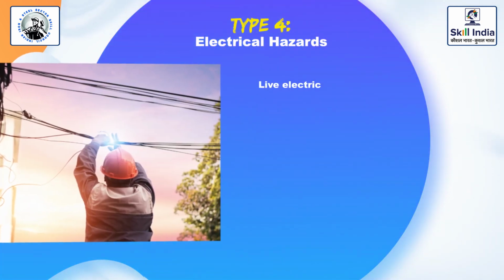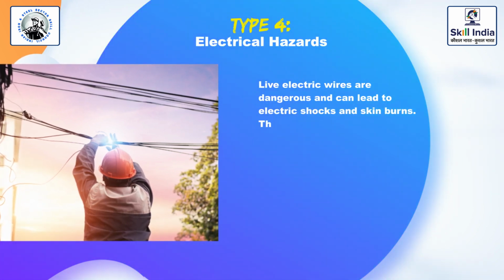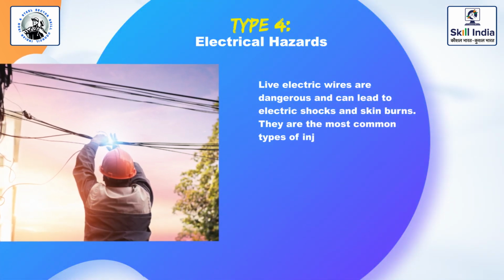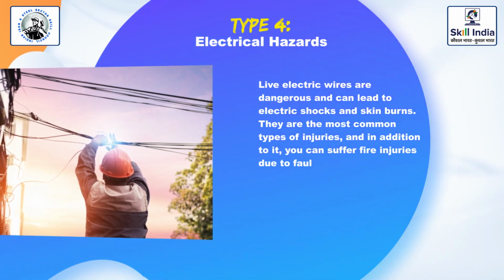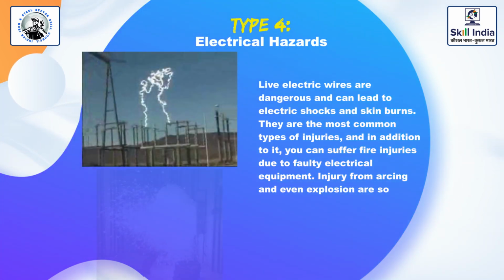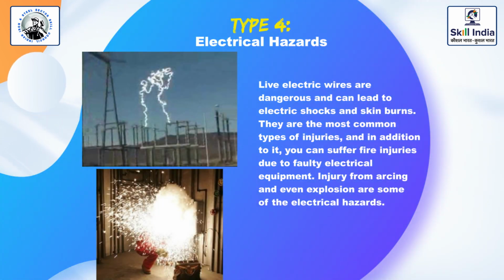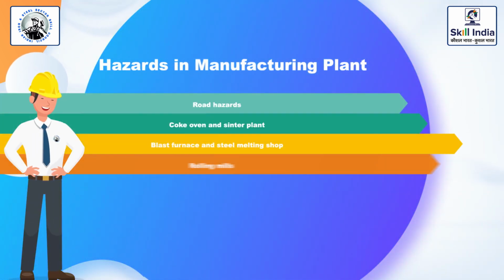Electrical hazards. As you know, live electric wires are dangerous and can lead to electric shocks and skin burns. They are the most common types of injuries, and in addition to it, you can suffer fire injuries due to faulty electrical equipment. Injury from arcing and even explosion are some of the electrical hazards. Hence, it is highly recommended to take proper safety measures if you're working on or near electrical machines, working in confined spaces. That was all about the types of hazards.